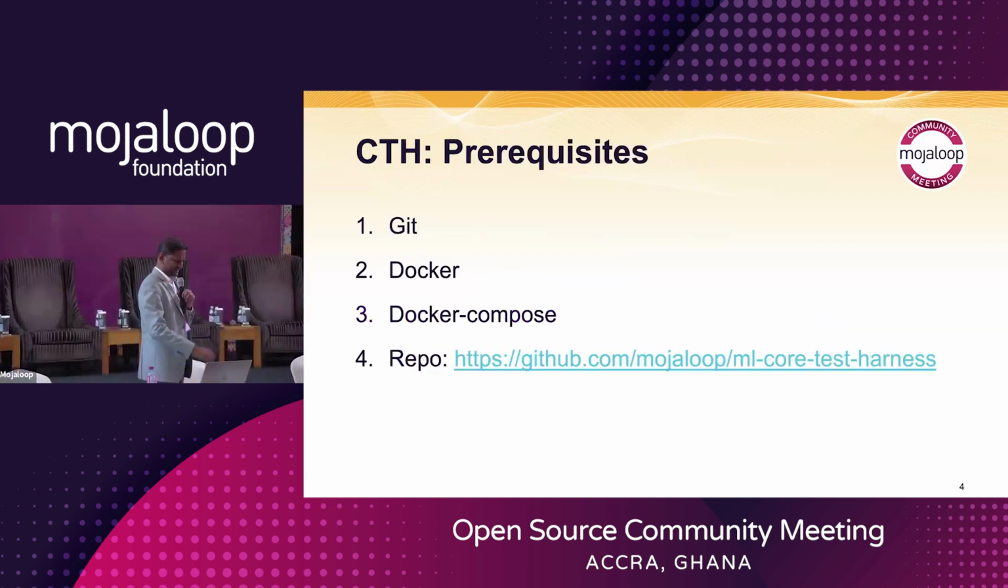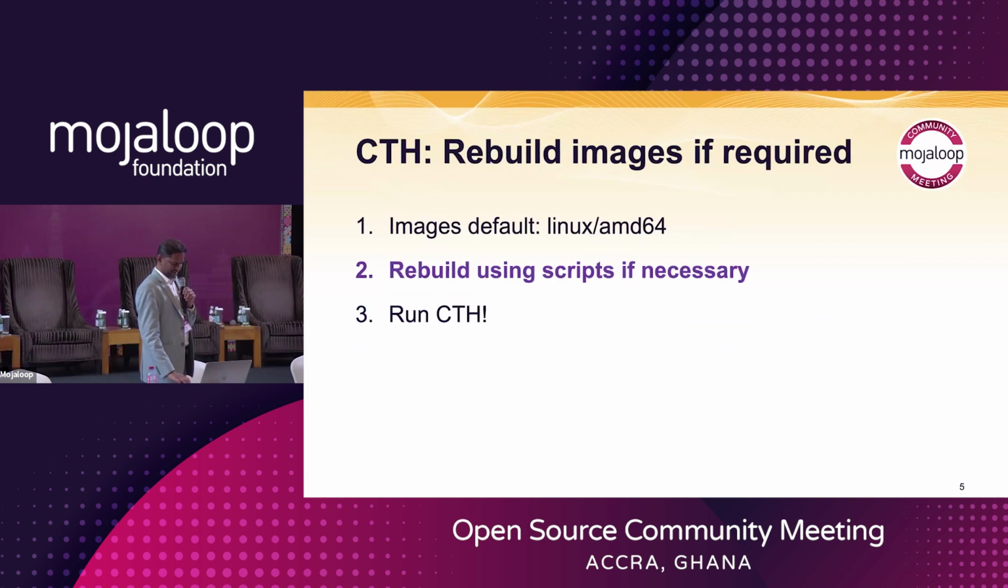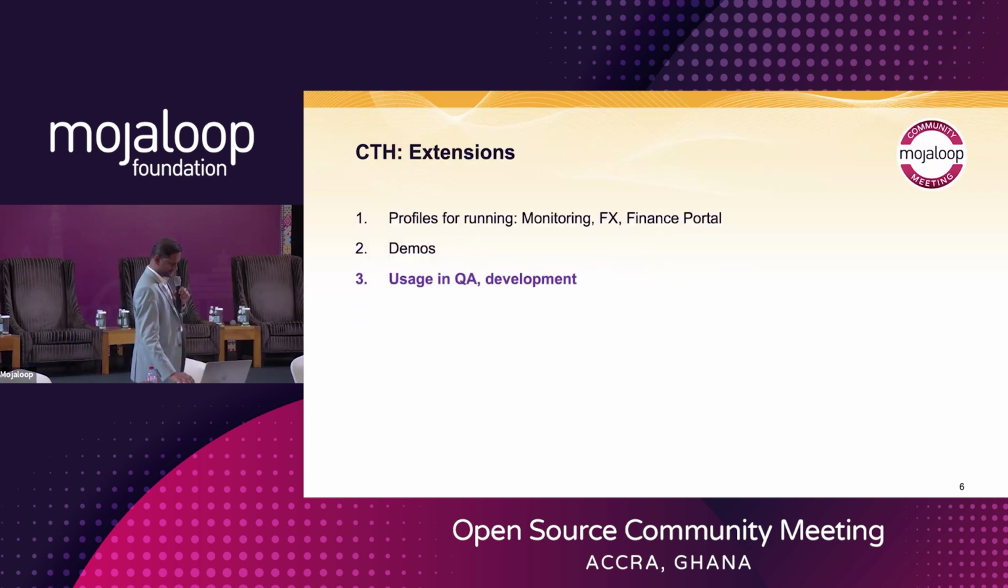So, prerequisites. While I'm talking, you can try to get these if you don't have them already, but I believe most of you might already have Docker Compose and that repository. So the base images are AMD64. If your laptop or machine does not support that, there are scripts which can generate an image based on your platform. I can come to your machine and then we can look at that. And then run CTH, the core test harness.